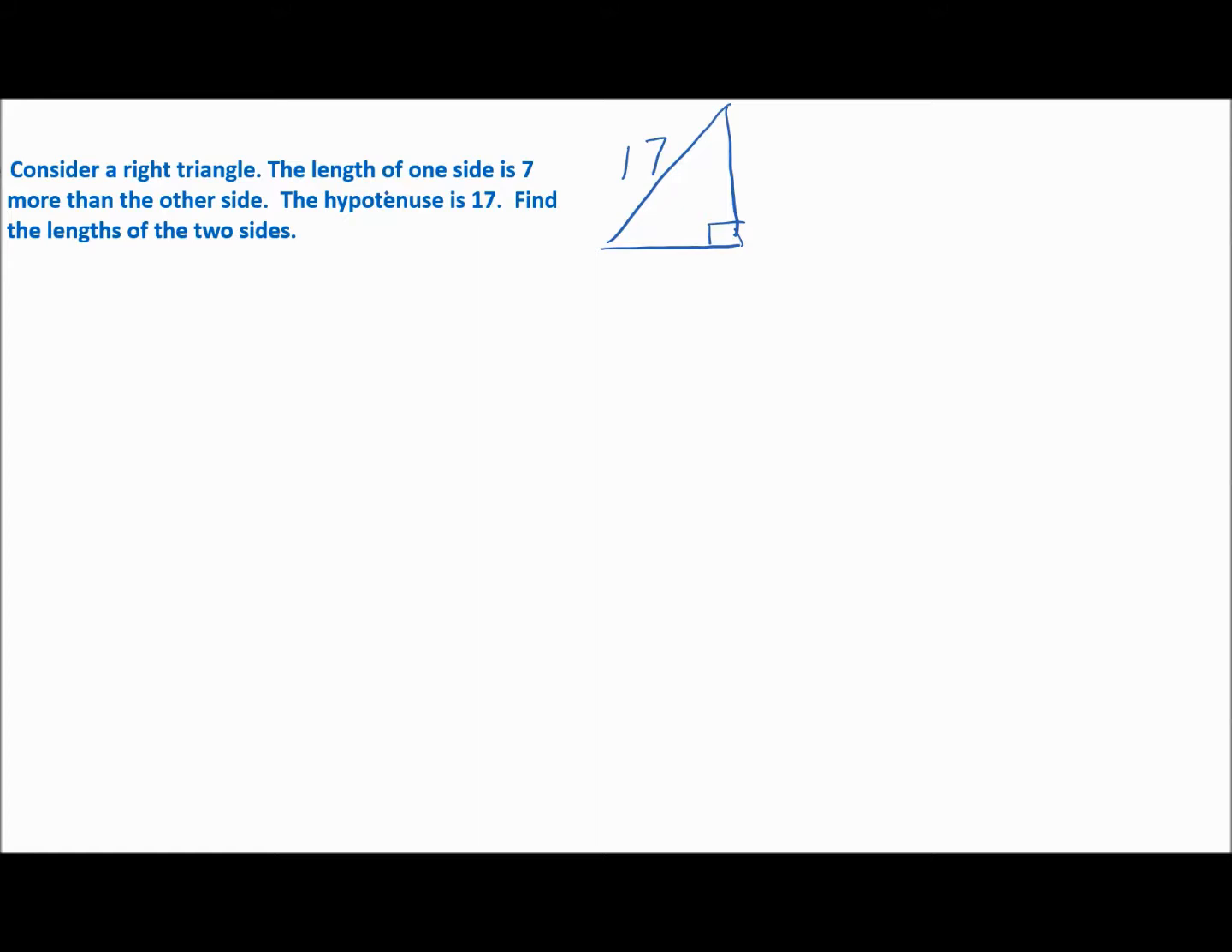Now, it doesn't matter which side you label which, so one side we don't know what it is. I'm just going to call it X, and the other side is 7 feet more than X. And more than just means add 7 to it. So make sure you understand that.